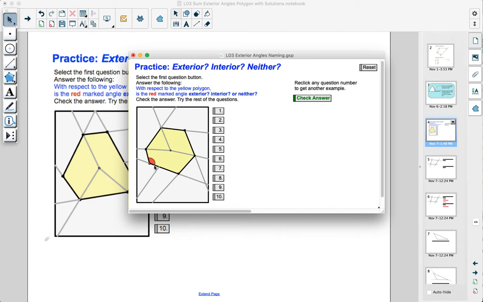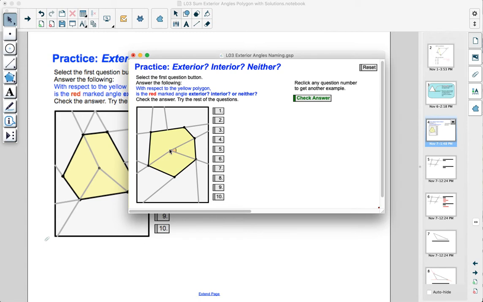If we take a look at 4, it's created by this side in the polygon and this, which is a second side in the polygon. So this is the definition of an interior angle because it was created by 2 sides of the polygon. On to number 5. Is that interior, exterior, or neither?